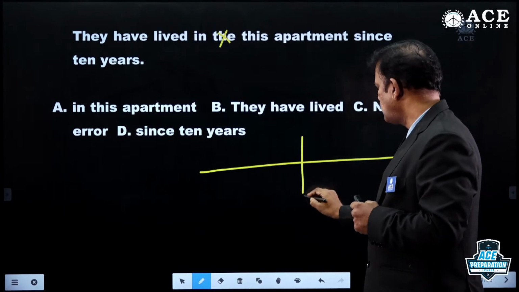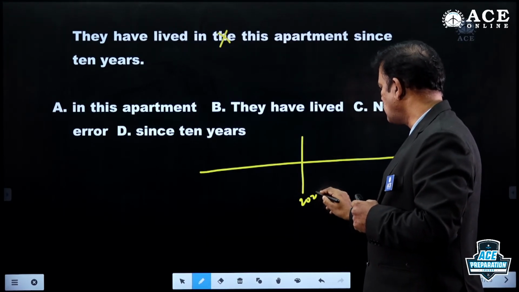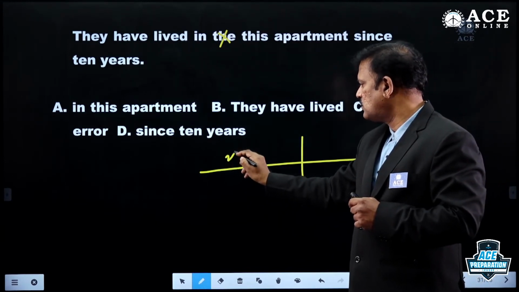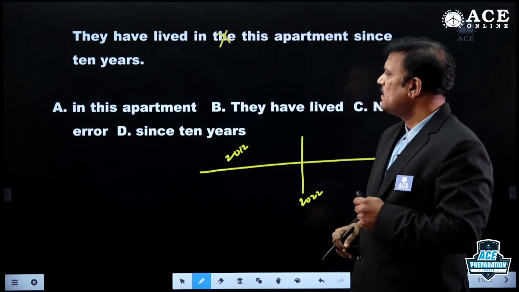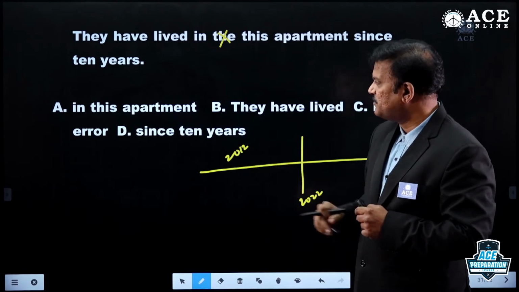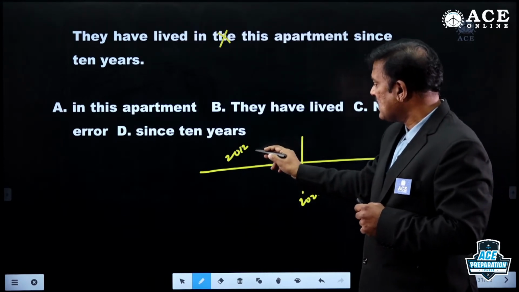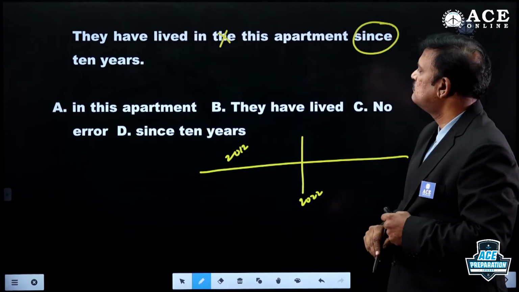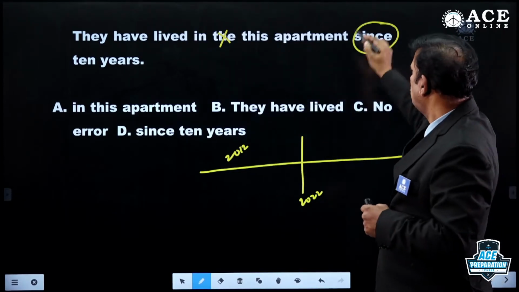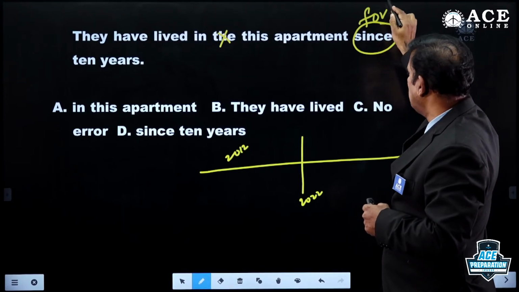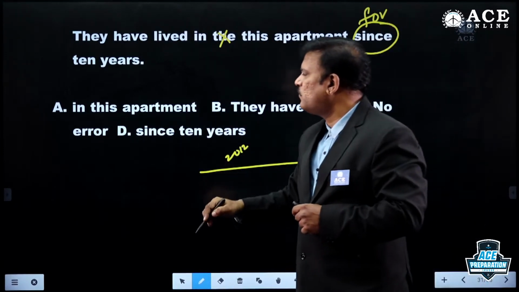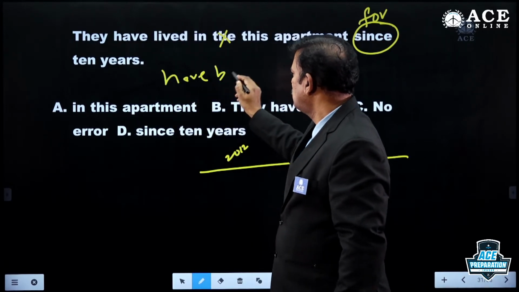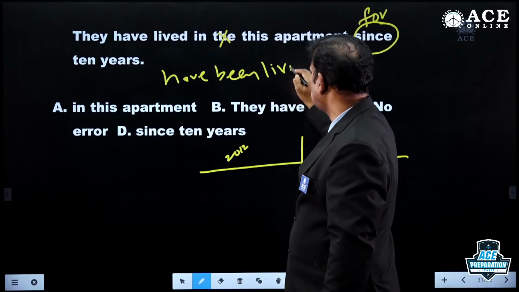So obviously, 2022, go back to 2012. Obviously, this is measuring back. Had he given 2012, I can use this. Okay? For 10 years. I don't know whether you got this doubt. Sir, why not have been living?